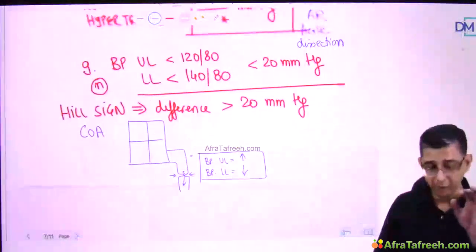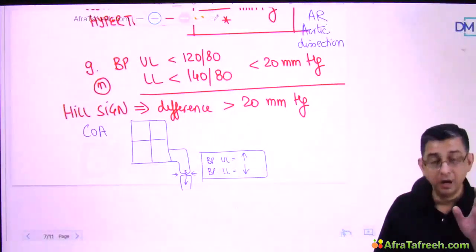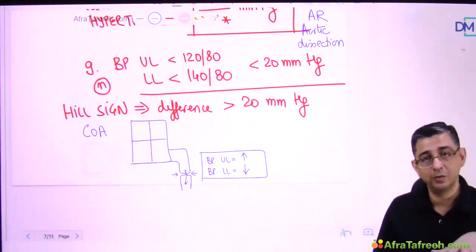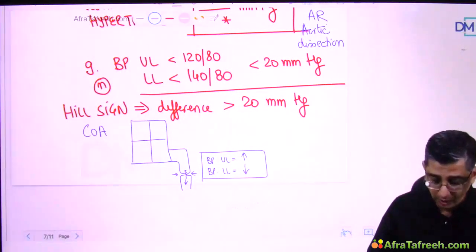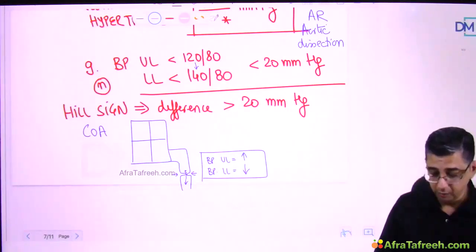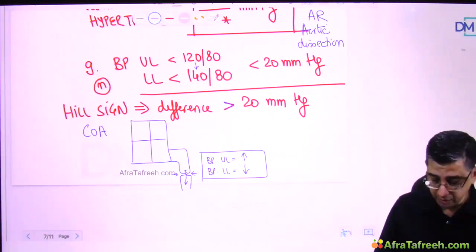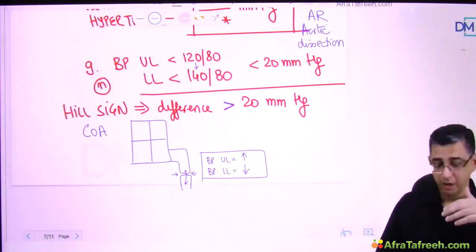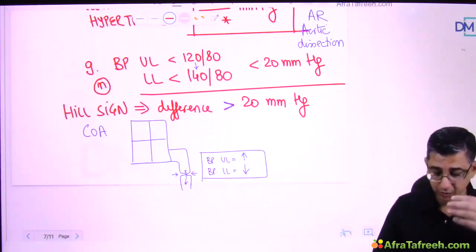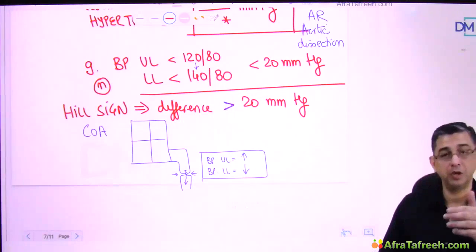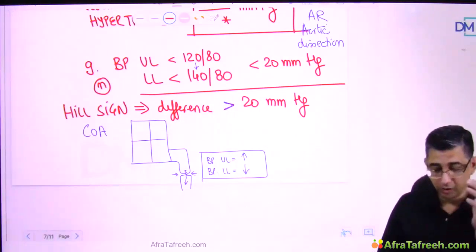So three concepts have been described here in point number 9. In a normal person, BP in legs is more. Difference between systolic blood pressure in upper limb and lower limb is less than 20. If it is more than 20, it is Hill sign, that is a feature of aortic regurgitation. And on the other hand, if he gives you a situation where he says upper limb BP is more than lower limb BP, then it is coarctation of aorta.